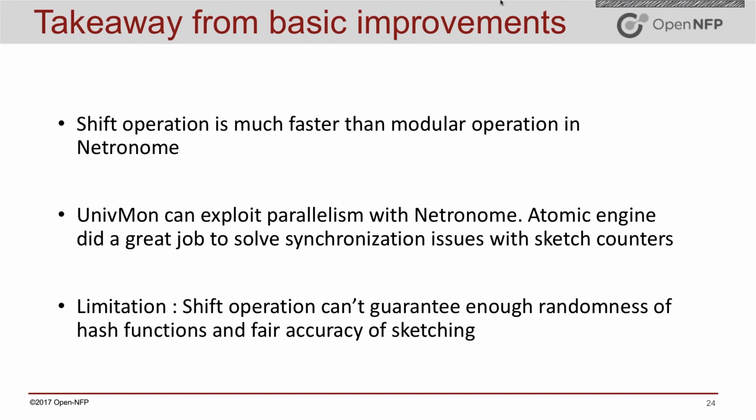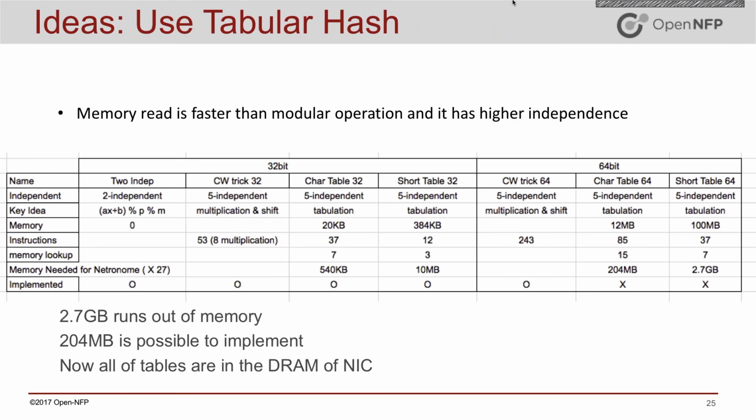That said, there is still a limitation of this in the sense that the shift operation is not a very good hash function. For these sketching things to work, you actually need some rigorous guarantees on how good the hash functions are, and the shift function is not particularly suited for those guarantees. So we have been trying to implement other, faster hash functions that have been known in the theory and practice communities.